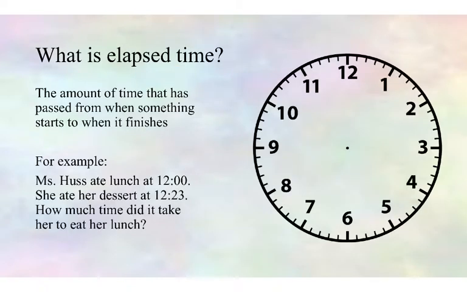All right, so what is elapsed time? It's the amount of time that has passed from when something starts to when it finishes. For example, Miss Haas ate lunch at 12 o'clock. She ate her dessert at 12:23. How much time did it take her to eat her lunch? So I ate lunch right at 12.